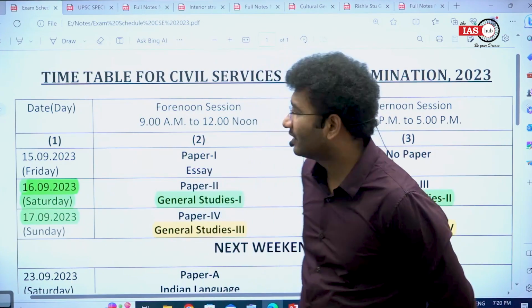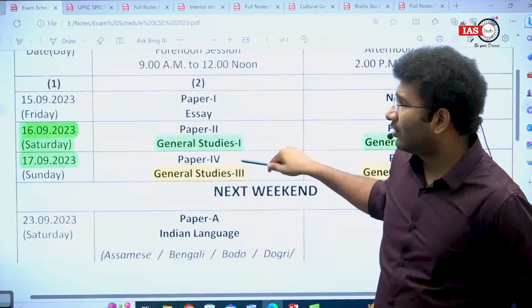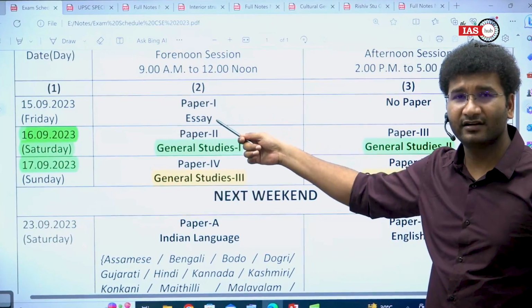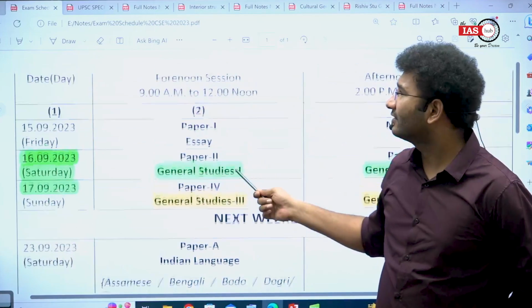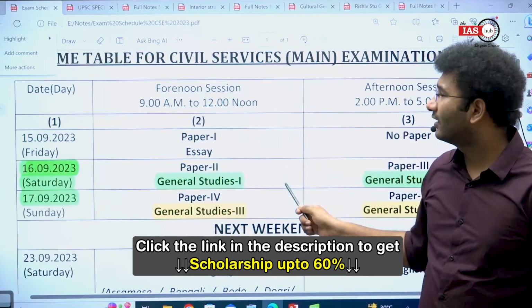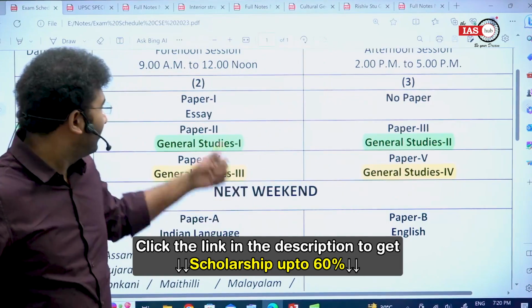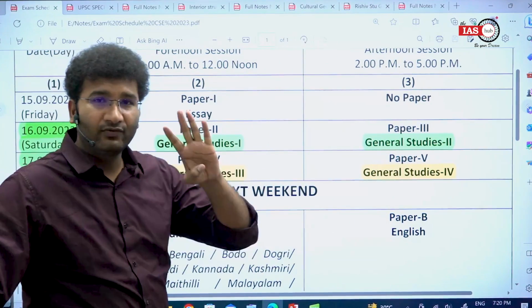Now see here, number 1. On 15th of September, your first examination, that is essay, was conducted, and students write their essay from 9 a.m. to 12 p.m., and post that you'll be free, and the afternoon slot is empty. On 16th and 17th, you are supposed to write 4 examinations.